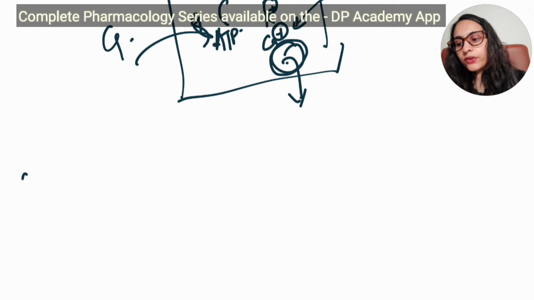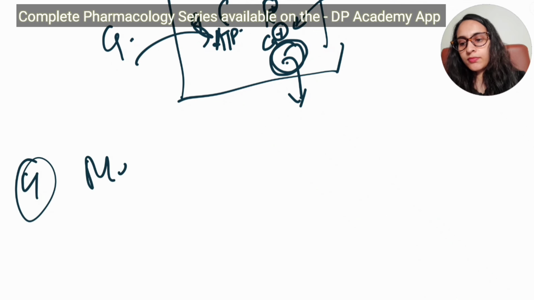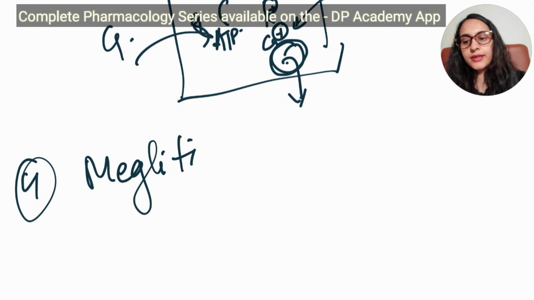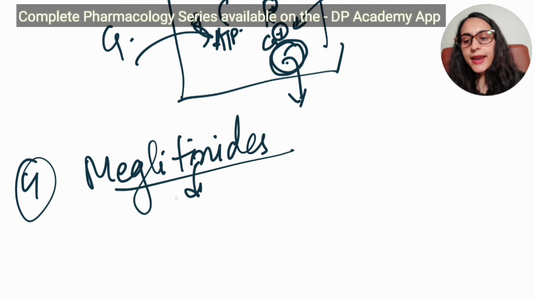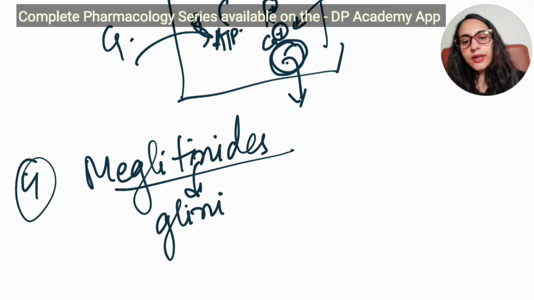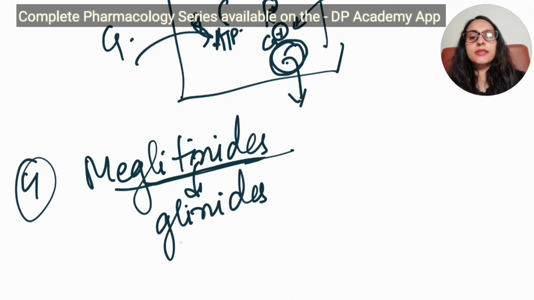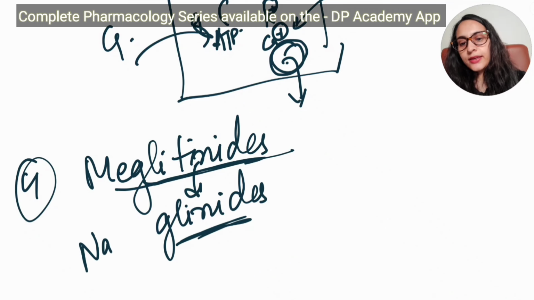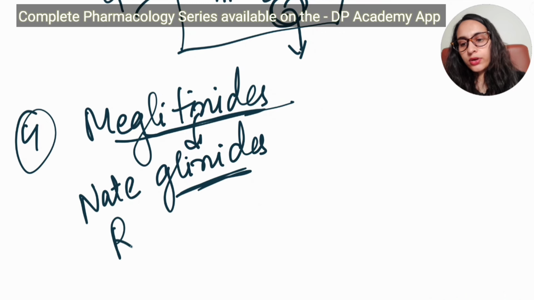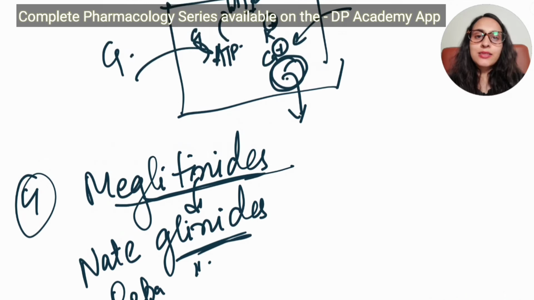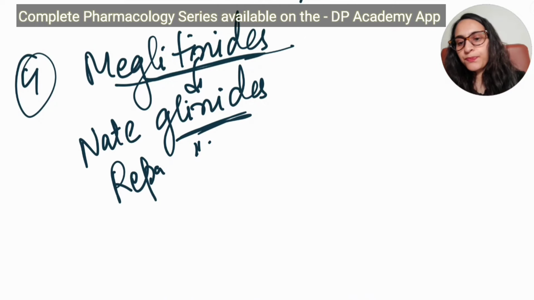So the next category of drug is meglitinides. You can remember meglitinides as the drugs that end with glinides. So these are drugs like nateglinide or repaglinide. These drugs act similarly to sulfonylureas.